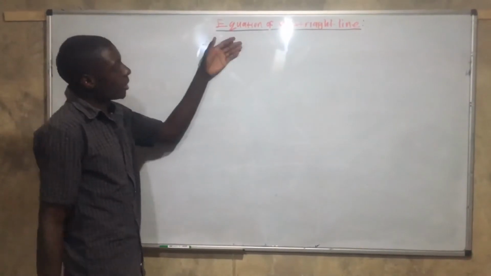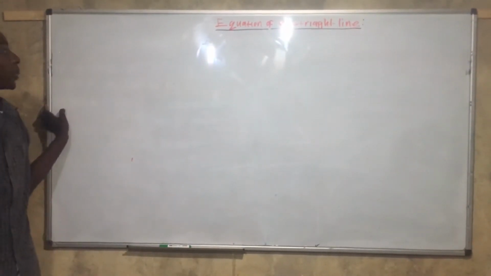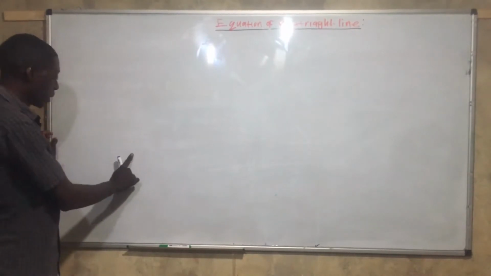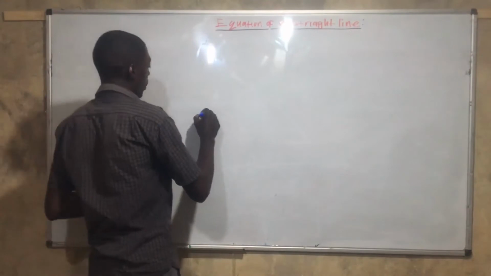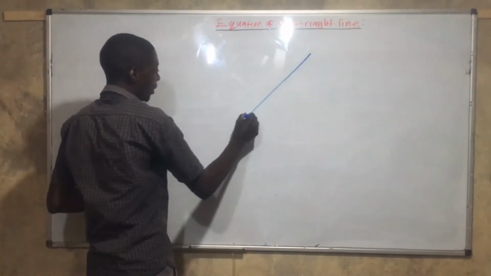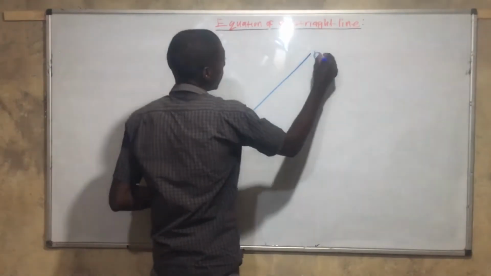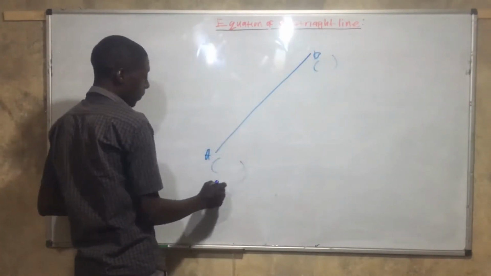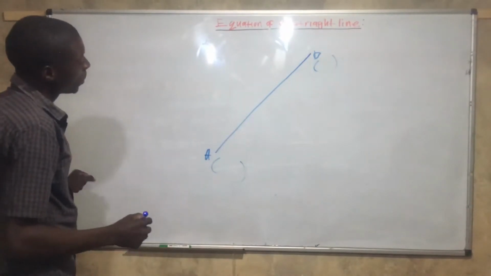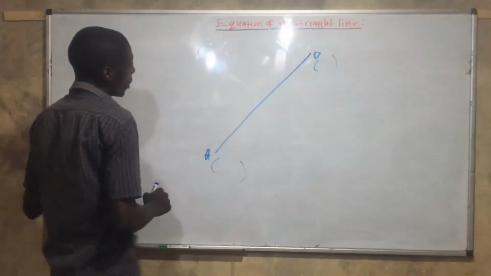Hello, guys. Now we're going to continue on the equation of a straight line. When we talk about the equation of a straight line, it means we are looking at a line. If we have a line, say line AB, with points A and B, we are told to find the equation of this line.